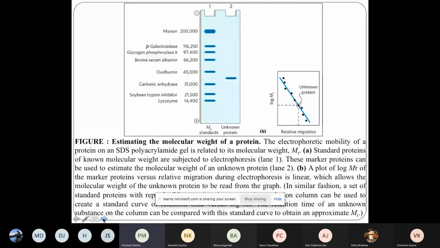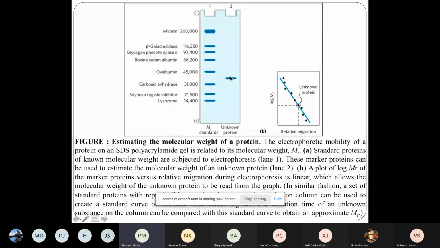So now we are going to extend the same technique to learn how we can use sodium dodecyl sulfate polyacrylamide gel electrophoresis for determining the molecular weight. I have also talked about another technique where you can determine the molecular weight, which is the gel filtration technique. Here, for example, you see there are two lanes. One is the marker, where we have standard proteins. So there are different proteins, and their molecular weights are given, based on which they have got separated. And this is the unknown protein.